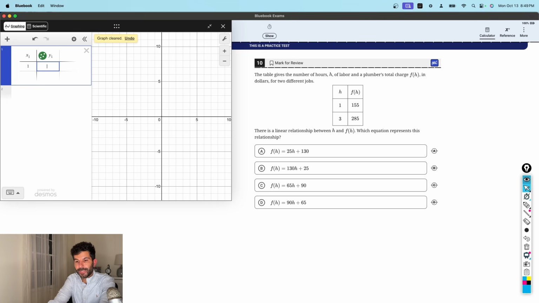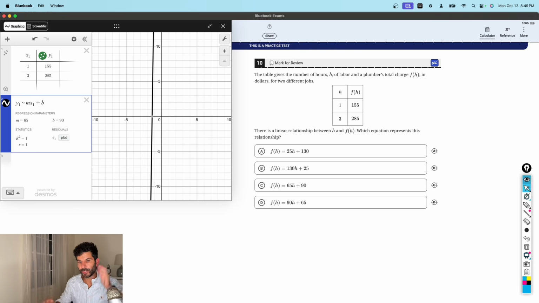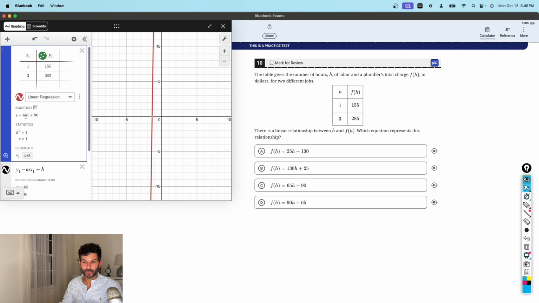So again, I typed the word table. We're going to go with 1, tab 155, tab 3, tab 285. And then again, I did these dots before for automatic. If you want to do custom regression, you can write it as such. So you can go with the form that's supposed to be in, which is mx plus b. You can see that m is 65 and b is 90. So my equation would be y is equal to 65x plus 90. And again, if you hit that, you get that here anyway. So choice C is my answer.